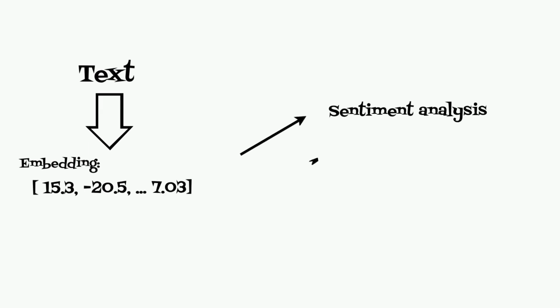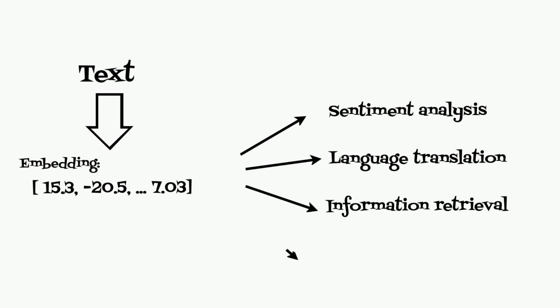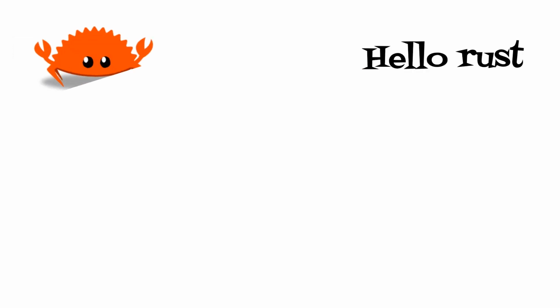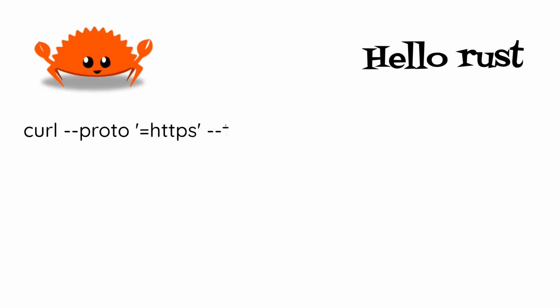Now it's time to calculate embeddings, which are multidimensional vectors calculated, for example, from text. To do this, we'll use the E5 small model together with the Candle library. Now it's time to write some code in Rust.